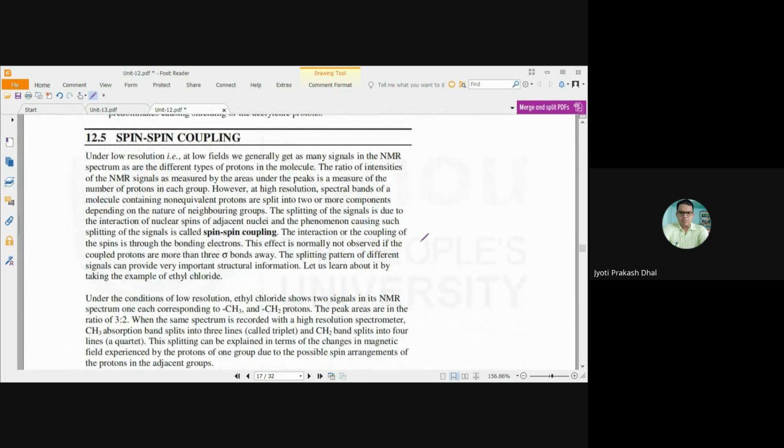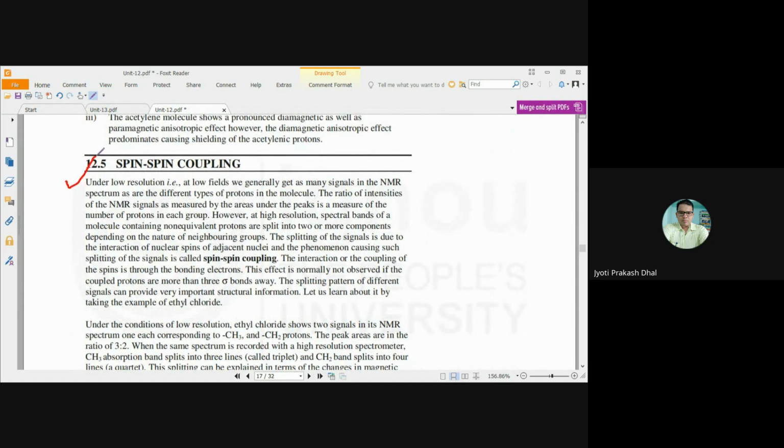Now coming to spin-spin coupling. Under low resolution, that is at low fields, we generally get many signals in the NMR spectrum for the different types of protons in the molecule. The ratio of intensities of the NMR signals is measured by the area under the peak, which is a measure of the number of protons in each group.